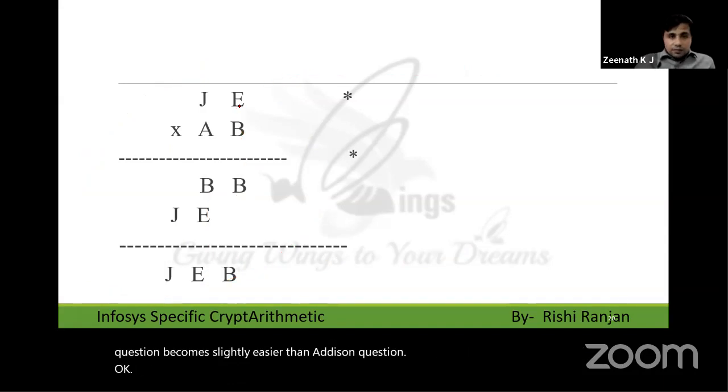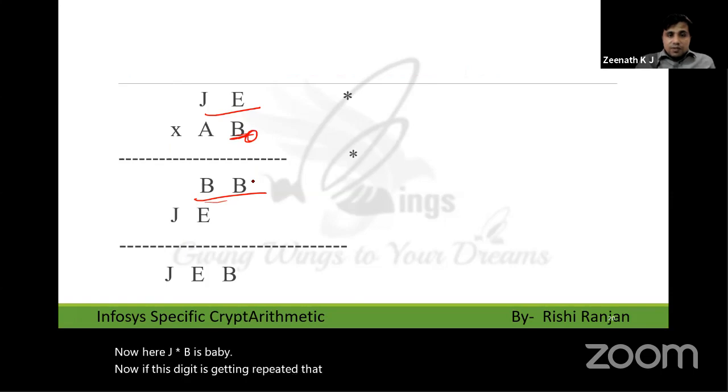Now see here, JE multiplied by B is BB. Now if this digit is getting repeated, that is only possible if B is zero.